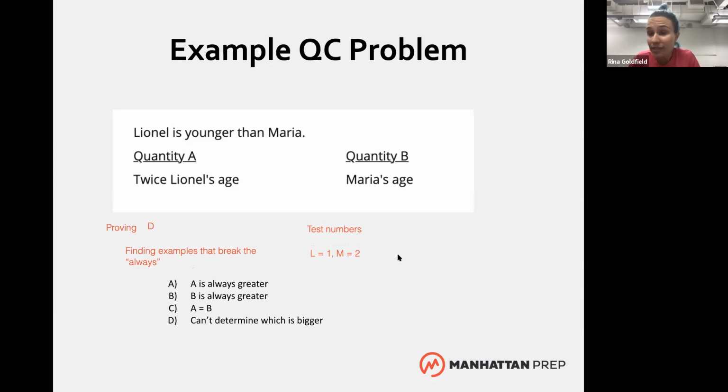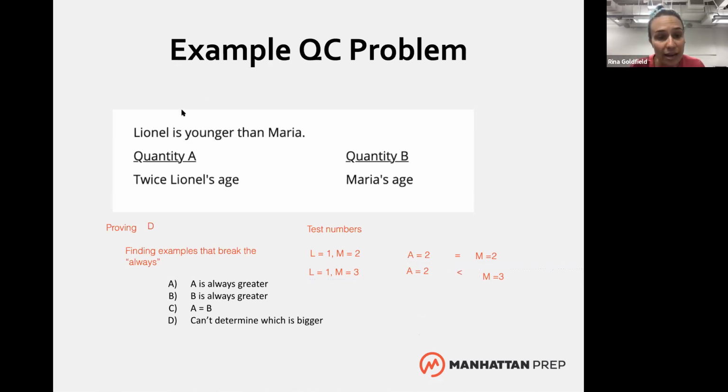In this case, twice Lionel's age, so A would be 2, and Maria, she's still 2. In this case, our two values are equal. But what if Lionel is still 1, but Maria, his big sister, is 3? In this case, twice Lionel's age is 2, but Maria is 3. Maria is still older than Lionel. So in this case, B would be greater than A.